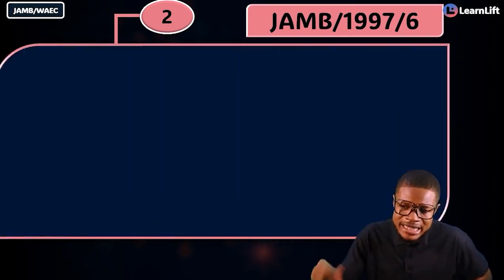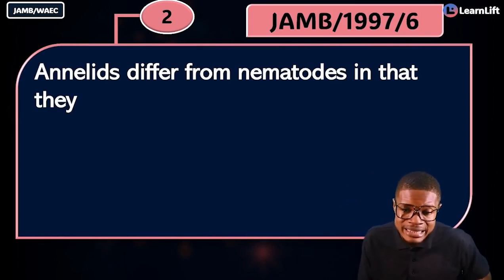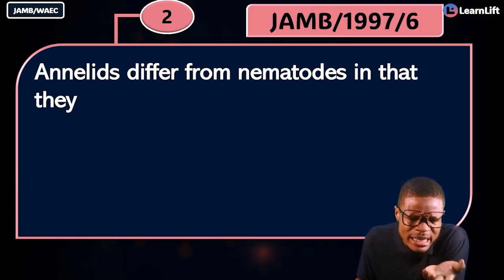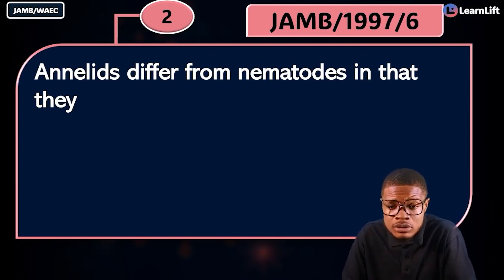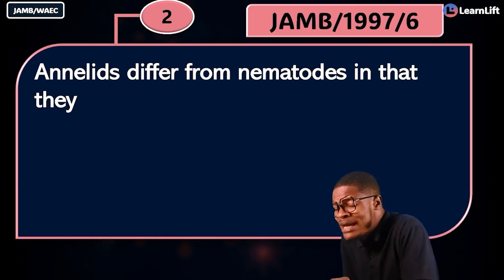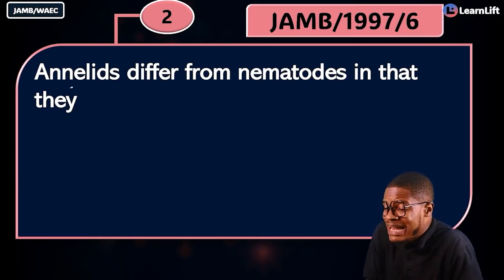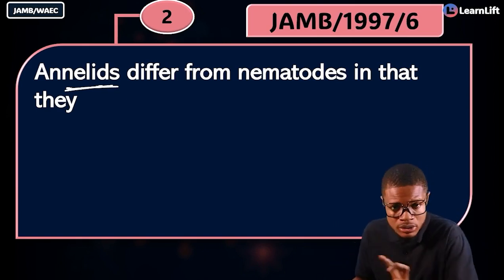Answer this question for me. JAMB 1997 question 6. Everything I'm telling you is backed up with past questions. The question says annelids differ from nematodes in that they... I don't know why some students are confused. The problem first is your use of English. "In that they" means annelids are different from nematodes because annelids themselves are what? Does it make sense?